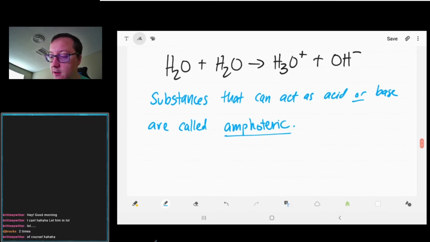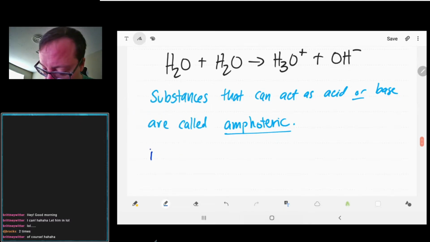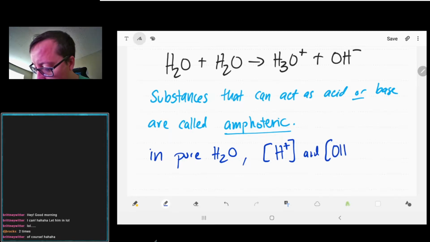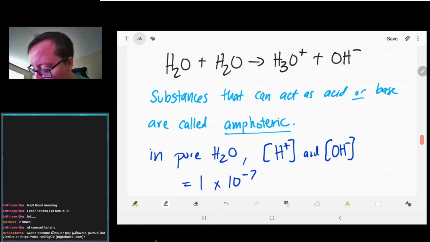It turns out that in pure water, the concentration of H plus and the concentration of OH minus are both equal to 10 to the negative 7 molar.